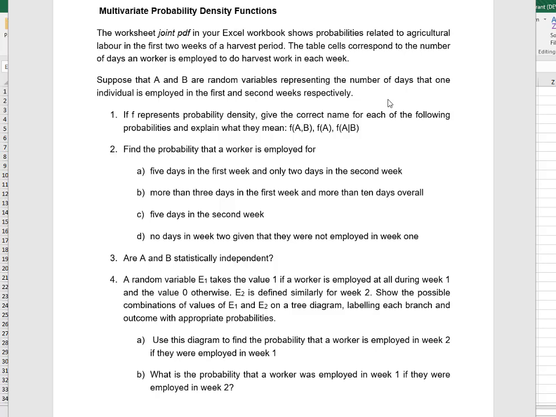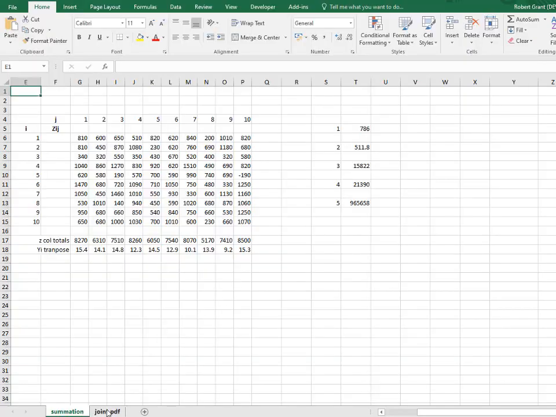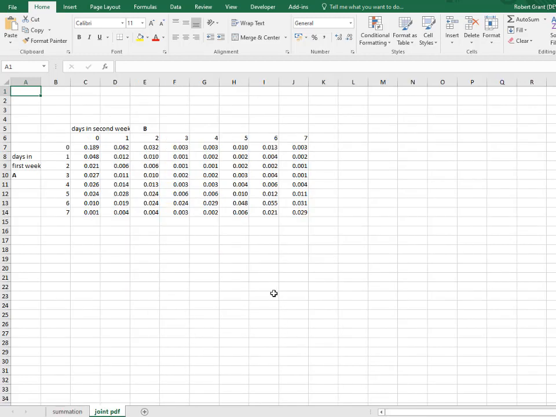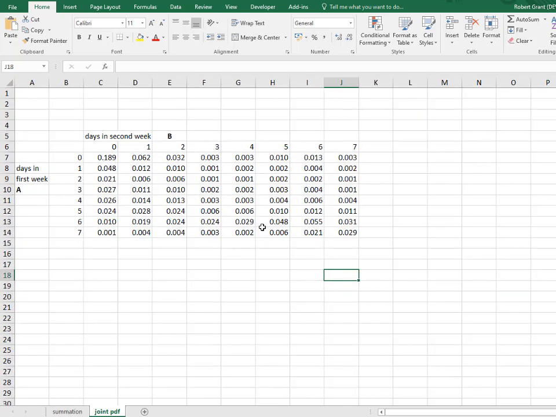So we're looking at the first 2 weeks of a harvest period. We're looking at the number of days they get in the first week, and then the number of days they get in the second week. And we've got the probabilities of different combinations. So A and B are random variables, and they represent the number of days that you get in the first week and the second week. So let's just have a quick look at this, and we go on to this joint PDF one here. I'm just going to zoom it a bit, it's a bit tiddly.